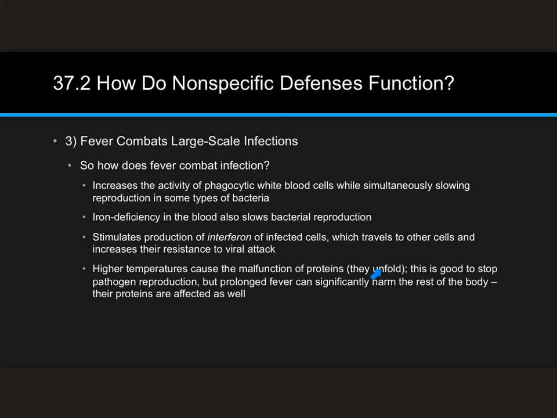And higher temperatures cause the malfunction of proteins. They unfold. So you get this denaturing. You guys remember that term from first semester? Hopefully you do. Denaturing of proteins. You're heating them up and they unfold. So these bacterial proteins stop working because they unfold.